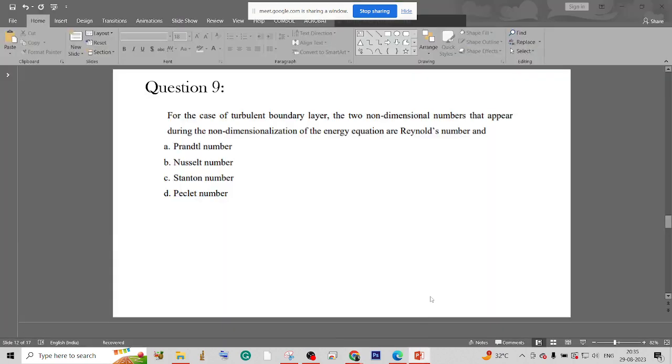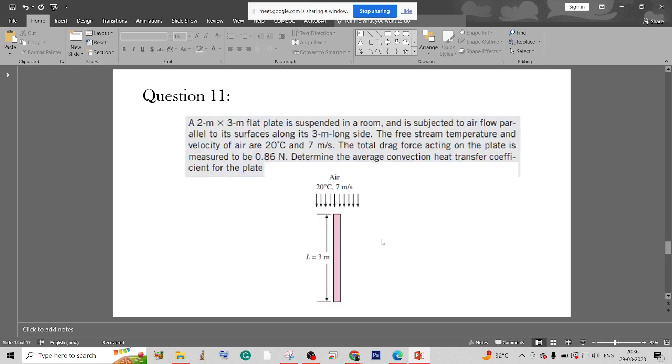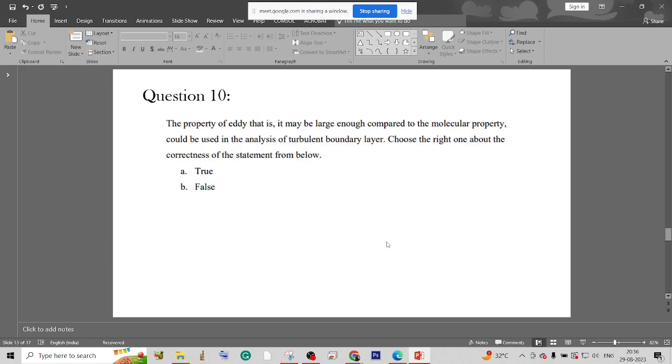Now, question number 10. The property of eddy, that it may be large enough compared to the molecular property, could be used in the analysis of turbulent boundary layer. Choose the right one about the correctness of the statement. Tell me whether it is true or false. It is true. Yeah, correct. So question number 10 will also be true.